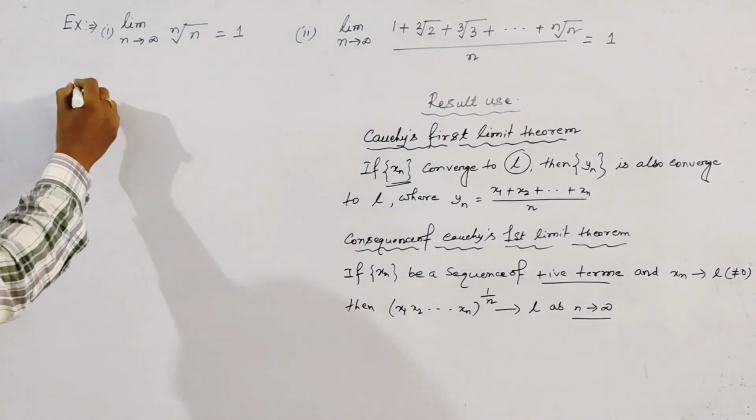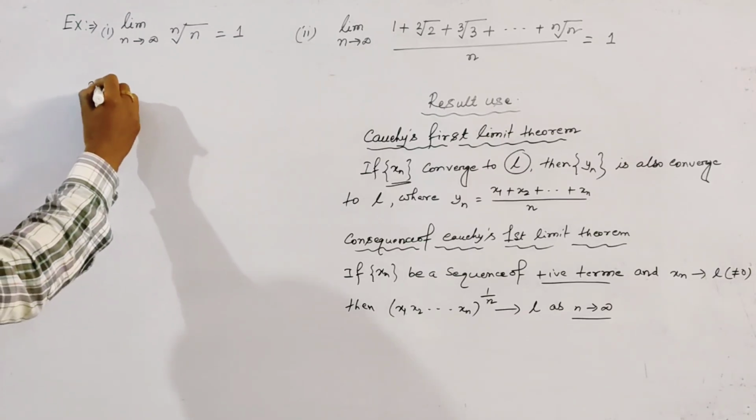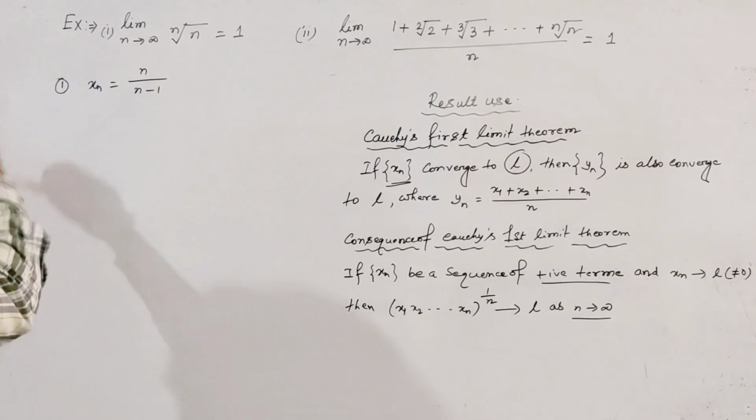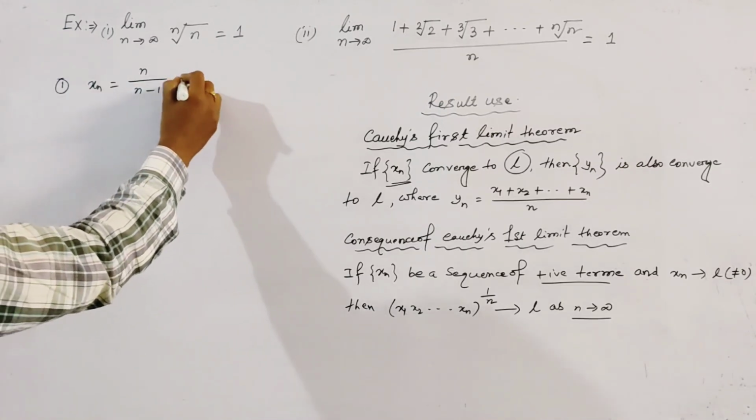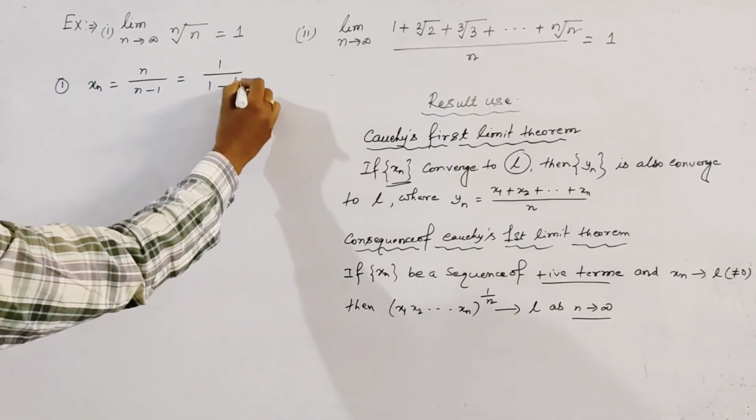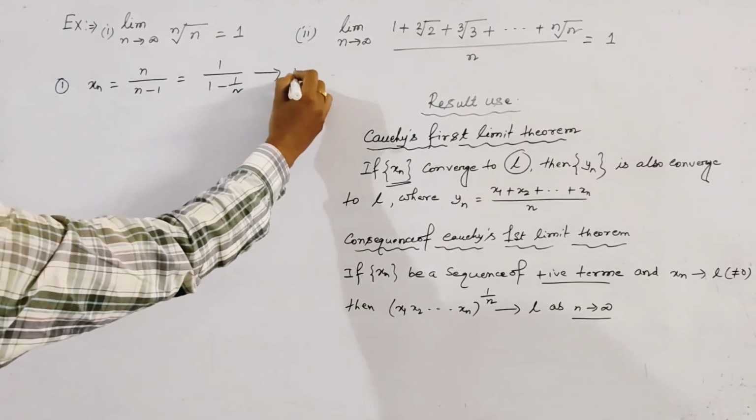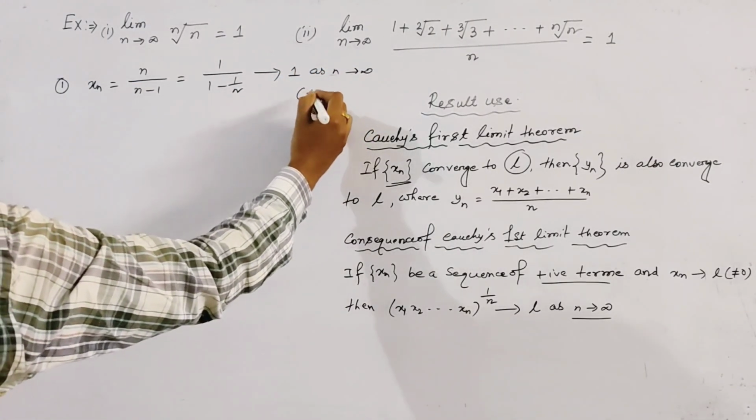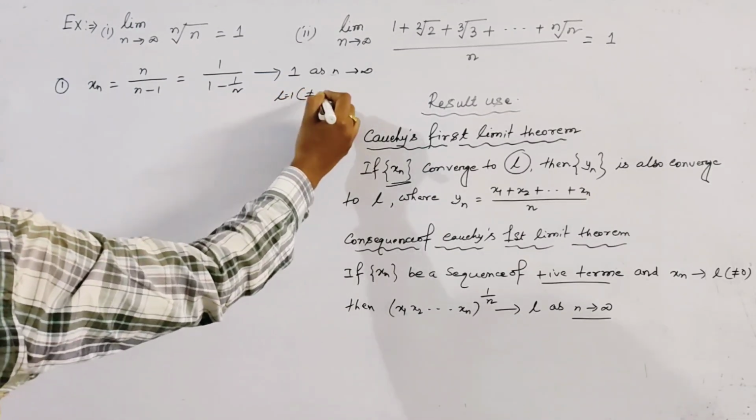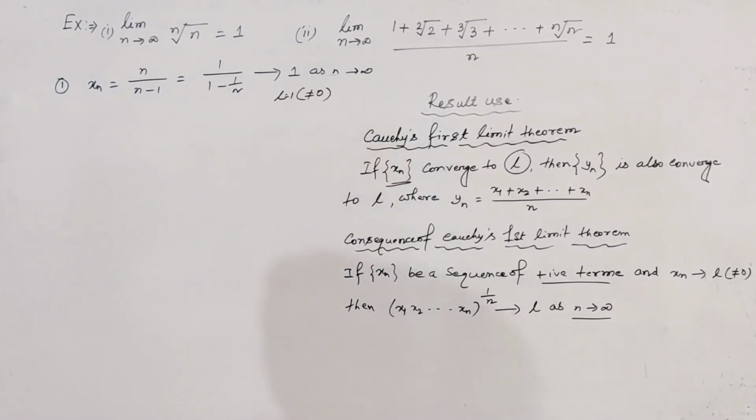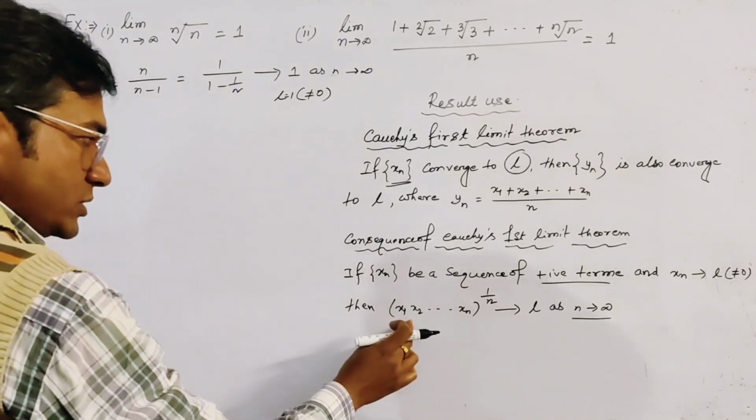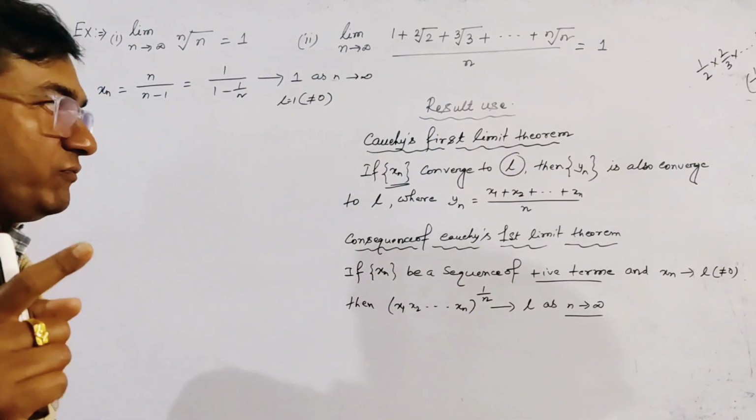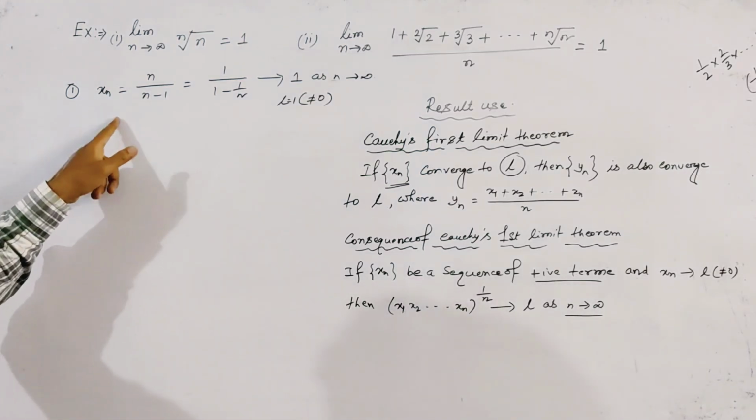Now for the first problem, we let xn equal n by n minus 1. Clearly this can be written as 1 by (1 minus 1 by n), and this tends to 1 as n tends to infinity. So we say that L equals 1, which is not equal to 0. And using the second rule, the consequence of Cauchy's first limit theorem, we find the value of x1, x2 up to xn.